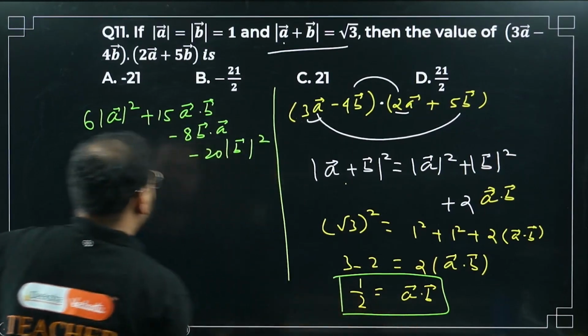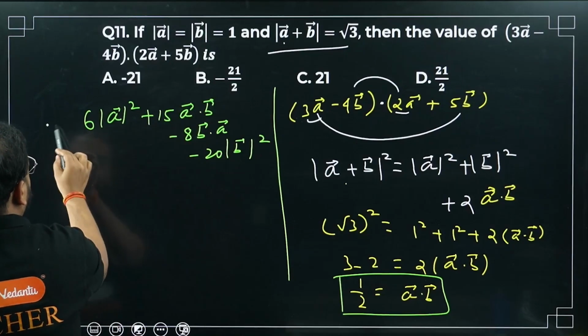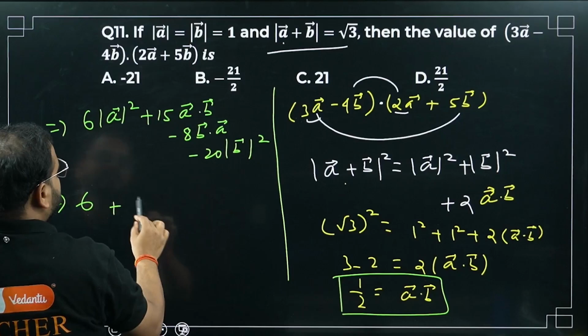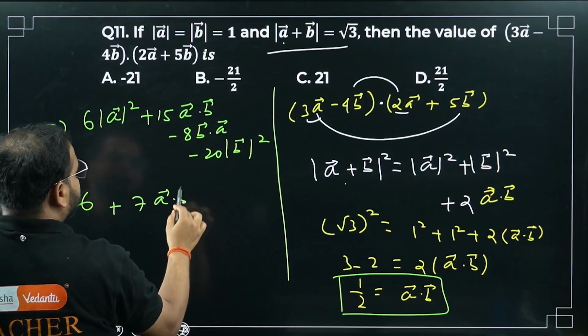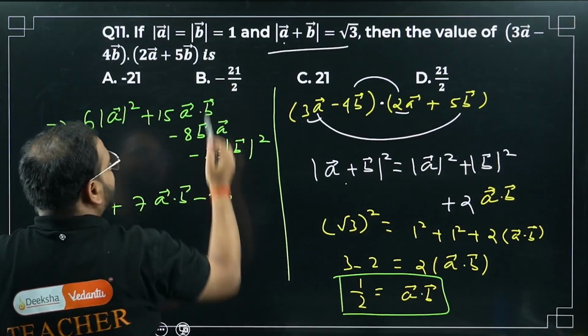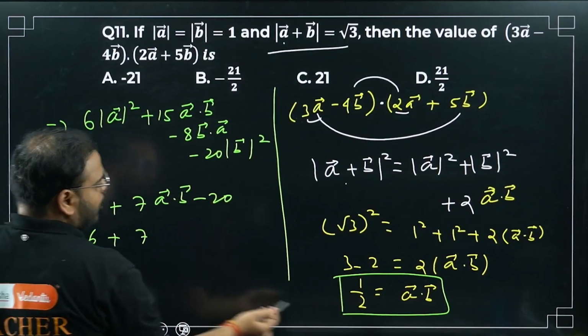Write the value of A dot B from here. What I'm getting: 6A square means simply 1, so 6. Then 6 plus 15 minus 8, so 7 A dot B, and minus 20, because B is again 1 so the square will be again 1 only. So 6 plus 7 into 1 by 2.